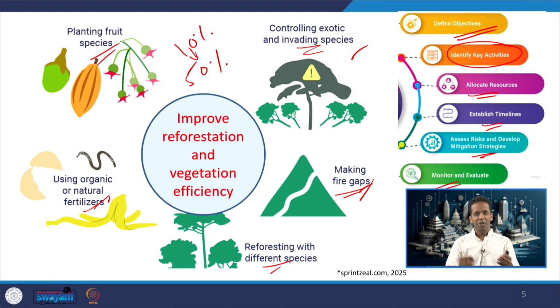When I say you do monitoring and evaluation, at this stage you just propose the methodology, how you are going to monitor and how you are going to evaluate whether the reforestation and vegetation efficiency is improved or not. So, all these aspects would come under the case of environmental planning for this particular example. Hope it is clear. Moving to next slide.